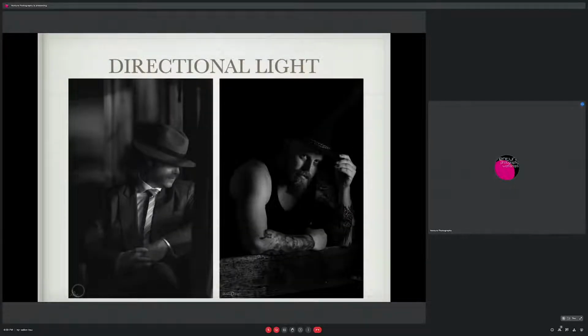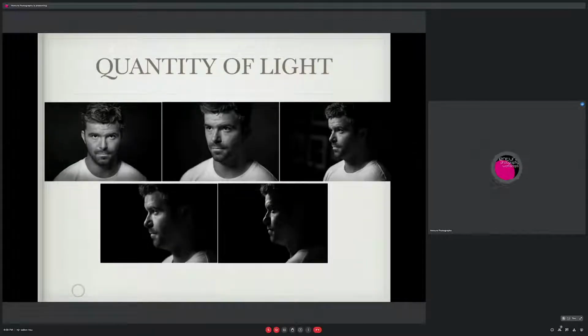Light comes from a particular direction, so you can use directional lighting, such as these examples here. And you can deploy different quantities of light in a portrait. So I've put 5 images here to show you how you can light the same face differently by deploying how much of that face is actually lit. And depending on how much of that face is actually lit, you create a very different mood.